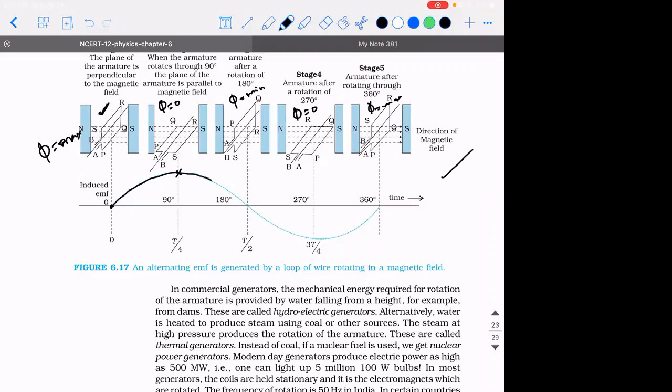And again, it is coming down. It is becoming 0. Again, it is going to the maximum value in the reverse direction. Then it is going to 0. And we are done. So this is one cycle.